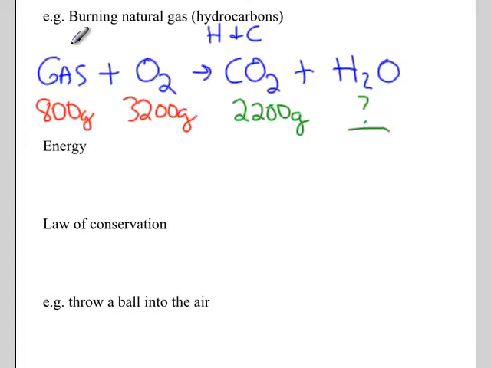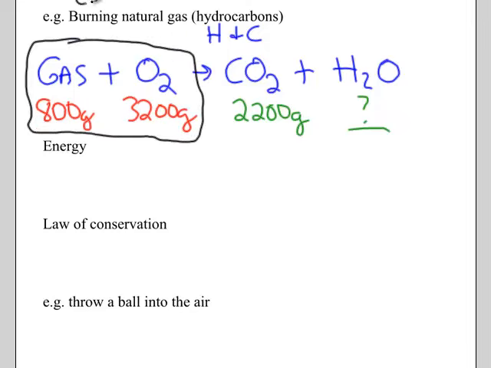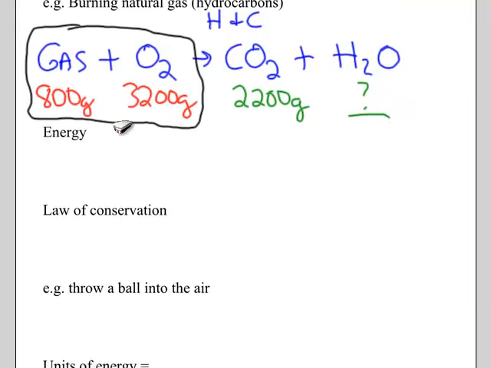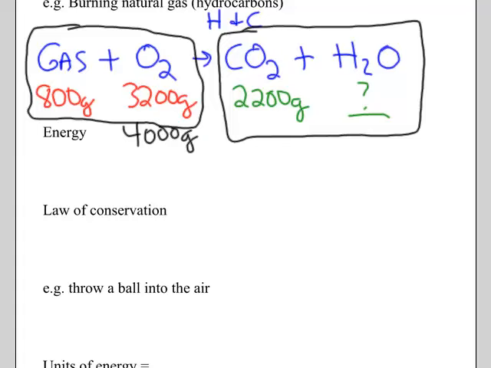The law of conservation of mass says the total mass of everything we started with, 800 plus 3,200, so that's 4,000 grams where we started, has to equal the total mass of everything we ended up with. So if we know the total has to be 4,000 grams, 2,200 plus 1,800 grams of water must have been produced, according to the law of conservation of mass.